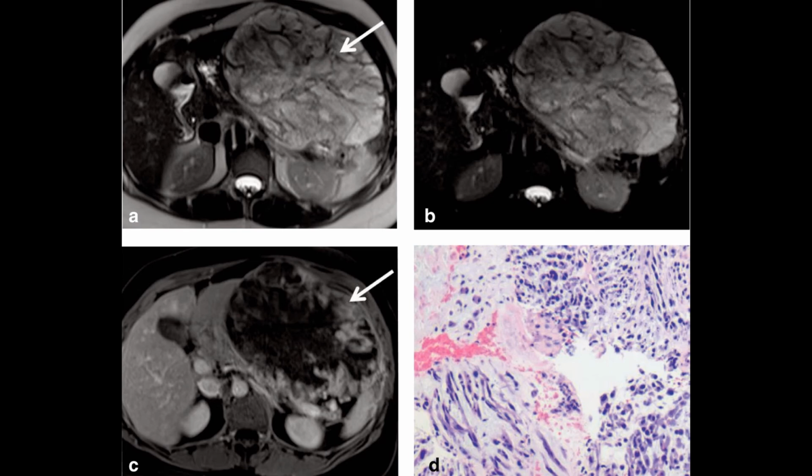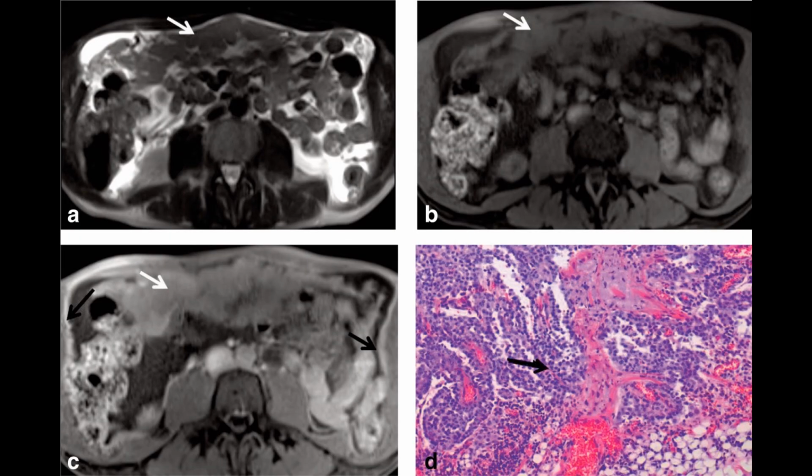But with these bulky, large lesions in the abdomen, coming from the retroperitoneum, usually we have to think of sarcomas. Large lesions from the retroperitoneum, sarcoma is one of the diagnoses in mind.